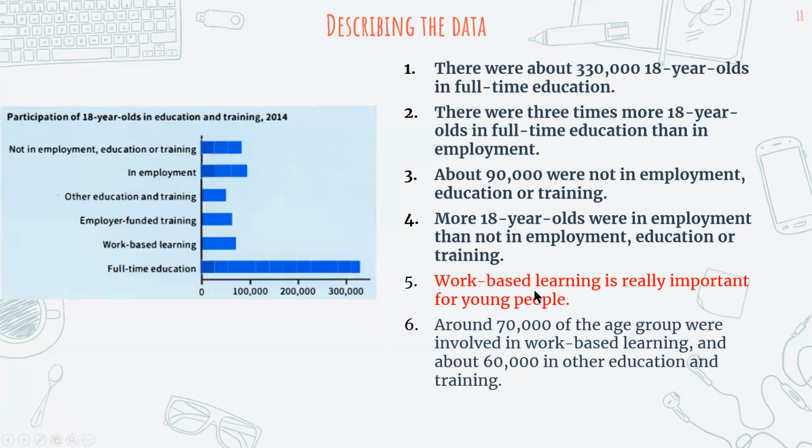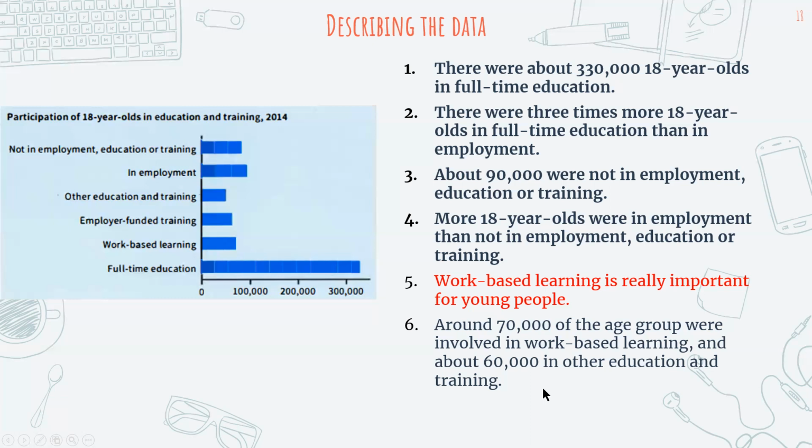Work-based learning is really important for young people. What is that? This sentence has nothing to do with the visual data. This is your opinion. This is a big mistake. Don't do that. Don't ever do that. Around 70,000 of the age group were involved in work-based learning, and about 60,000 in other education and training.